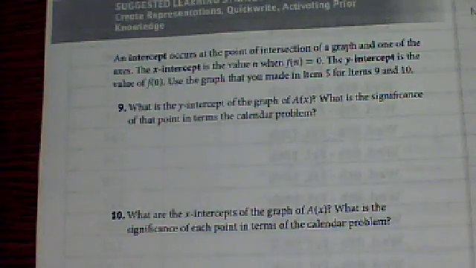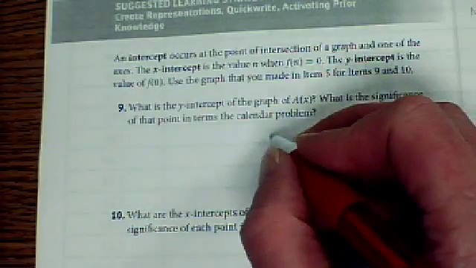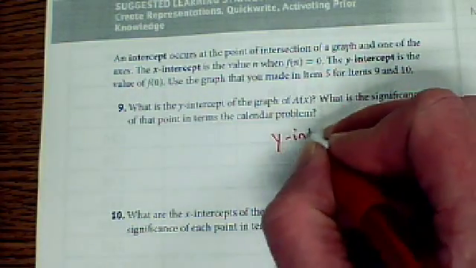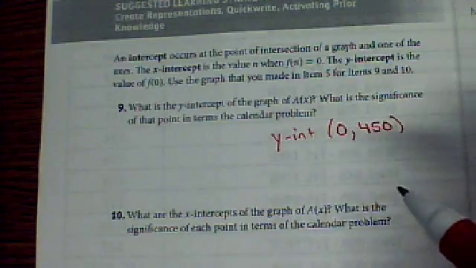So if we look back at the graph, the y-intercept was right there. That was 450. So let's remember that as a point. The y-intercept is the point 0, 450. And what is the significance of that point in terms of the calendar problem? Well, let's remember what the x stood for and what the y stood for in the calendar problem. The x is that increase in price, and 450 is the amount earned.